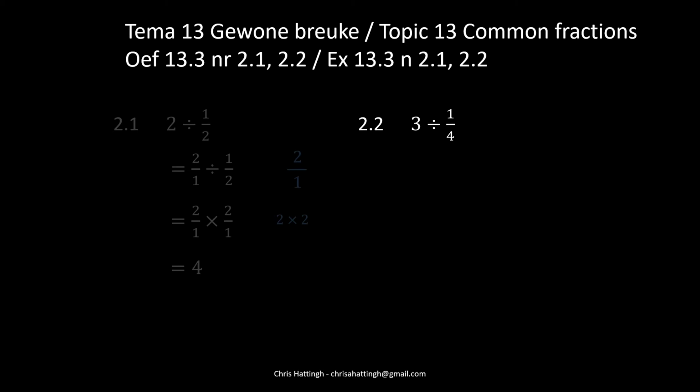2.2. 3 divided by a quarter. So what you're going to do is, you're going to use the inverse and you're going to multiply. So 1 over 4 will change into 4 over 1. So you're going to say 3 over 1 times 4 over 1, or just 3 times 4, and that will give you 12.